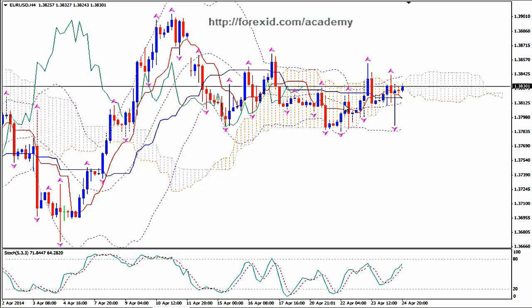I'm using fractals, Bill Williams indicator, which show me the resistance and the support levels, and stochastics on a separate pane, which in conjunction with Bollinger Bands help me understand the inner and smaller waves within the big wave and their limits, their upper and lower limits.